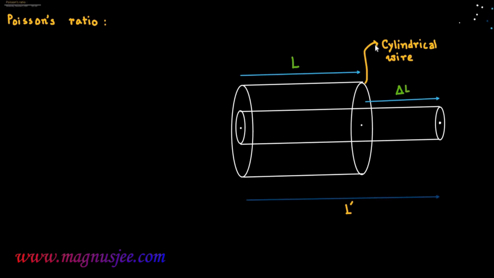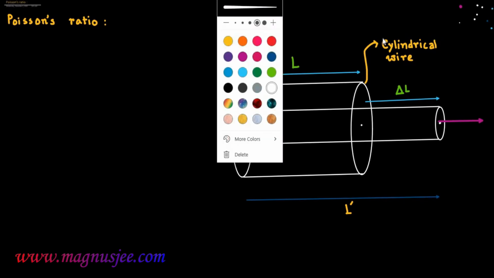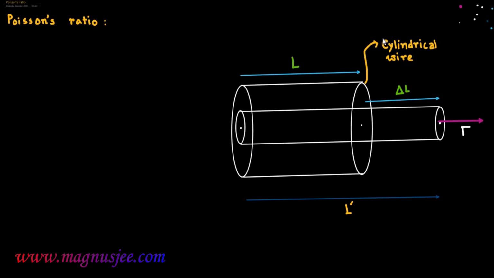And change in length is denoted by delta L. This is the change in length delta L. Delta L is the change in length of the elongated wire due to application of a deforming force F. F is the deforming force. When it is applied to a cylindrical wire, its length increases by delta L.